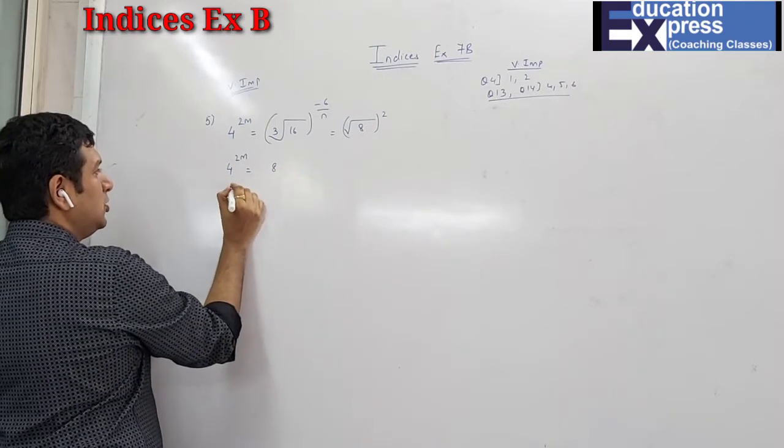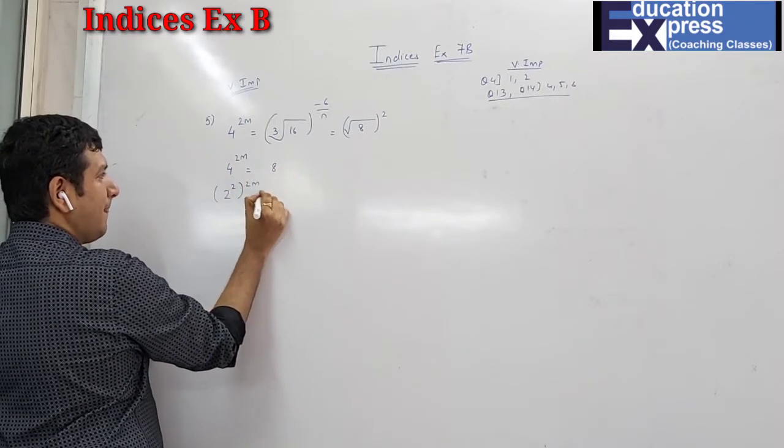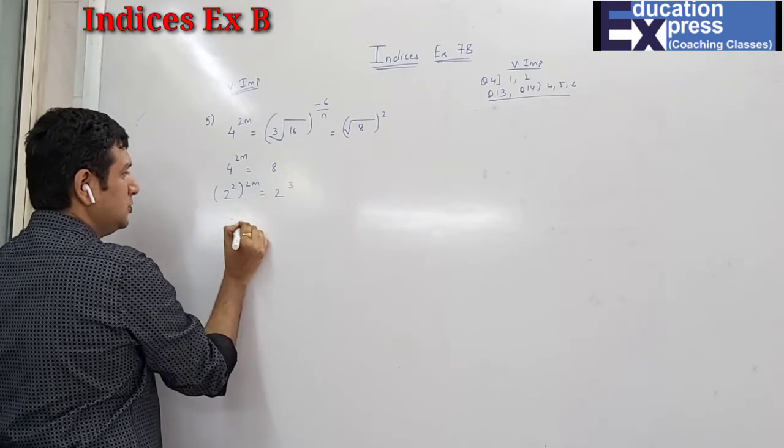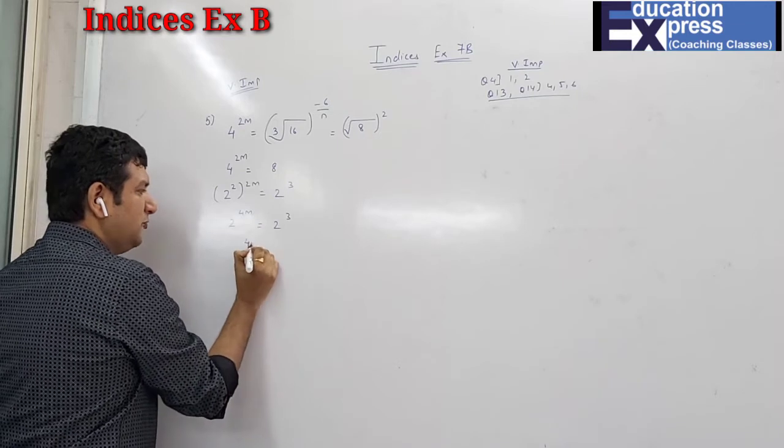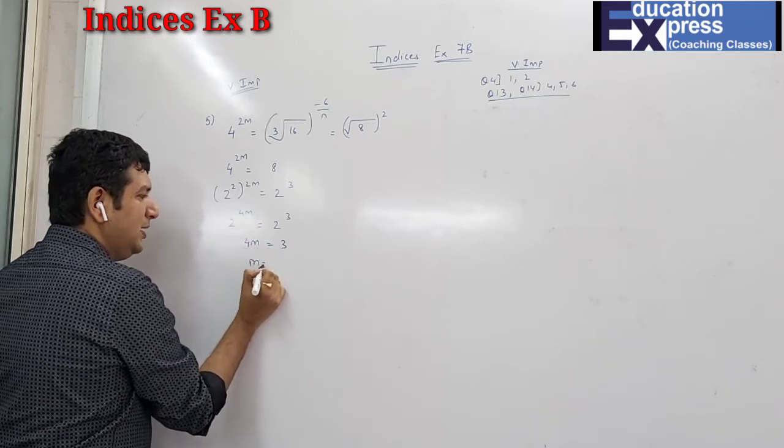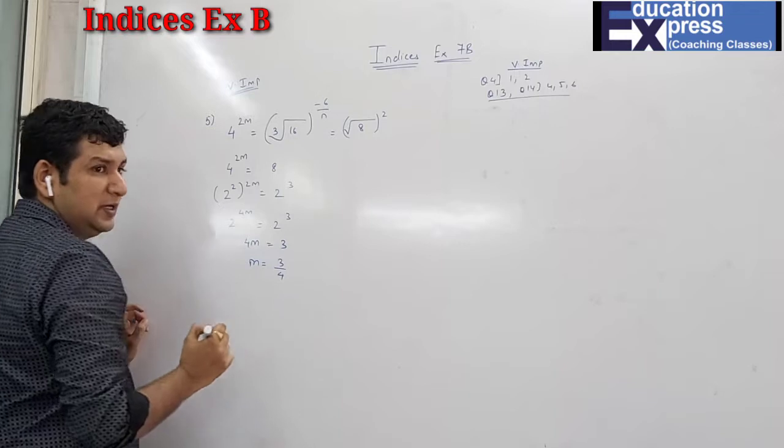So what is 4? 2 square, and this is 2 cube. So 2 raised to 4m is 2 cube. Base is the same. So 4m is 3. So m is 3 upon 4. Same to same over here.